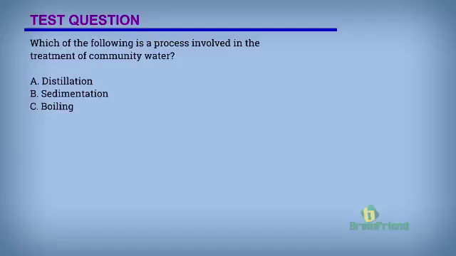Another question: which of the following is a process involved in the treatment of community water? A, distillation. B, sedimentation. C, boiling. Our answer is B. Sedimentation is a process involved in the treatment of community water.